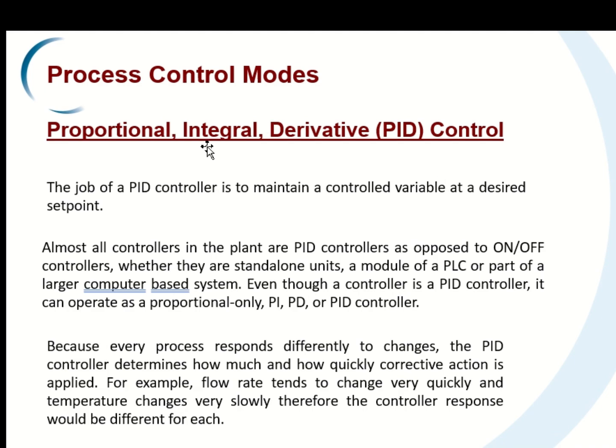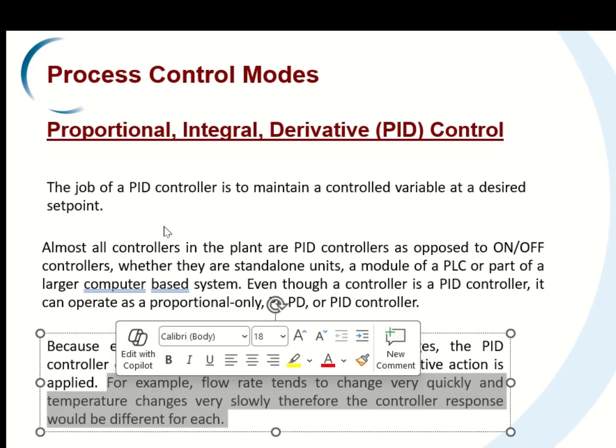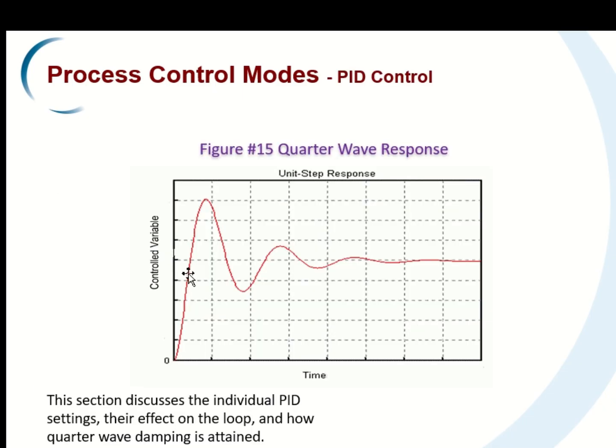PID controls are very common in normal process plants, and they are often used because every process responds differently to change. The PID control determines how much and how quickly corrective action is applied. For example, flow rate tends to change very quickly, while temperature changes very slowly. Therefore, the control response should be different for each. So this is under the PID controls, and you can see how the signals are changing.